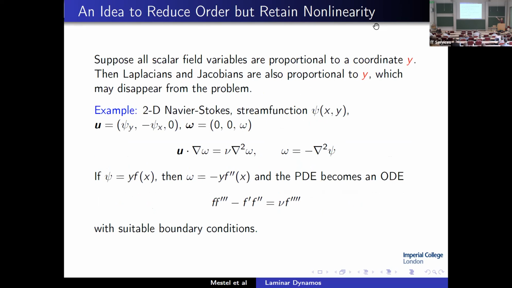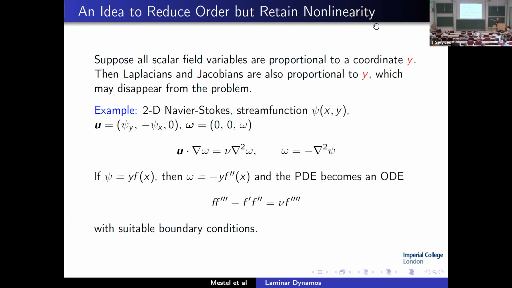So here's an idea how you could find a simple solution. Just suppose that every scalar field is proportional to a coordinate y. Then the Laplacian of that scalar field is also proportional to y. And if you have the Jacobian of two such fields, there'll be a y derivative in there somewhere, so that will also be proportional to y. So y will just disappear from the equation.